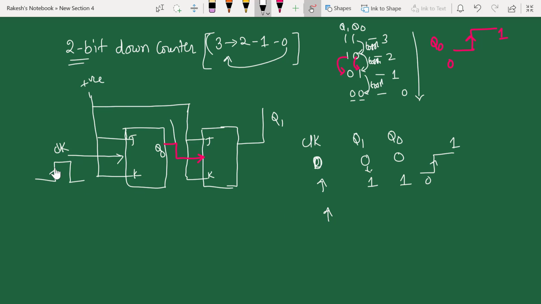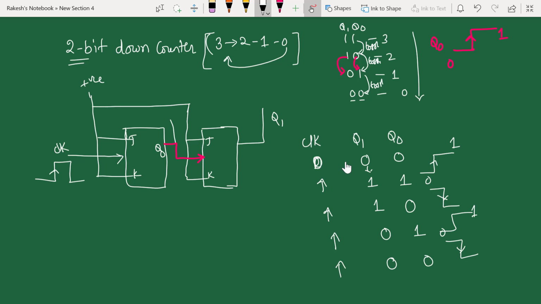When the second clock pulse happens, your Q0 again toggles from 1 to 0. This is a 1 to 0 transition, which means this will not activate the second flip-flop, so it will be in the same state. In the next clock, your Q0 will toggle from 0 to 1. Now this 0 to 1 will activate the second flip-flop, and it toggles to 0. In the next clock pulse, your Q0 becomes 0. When it moves from 1 to 0, this is not an active clock pulse for the second flip-flop, so it will be in the same state.